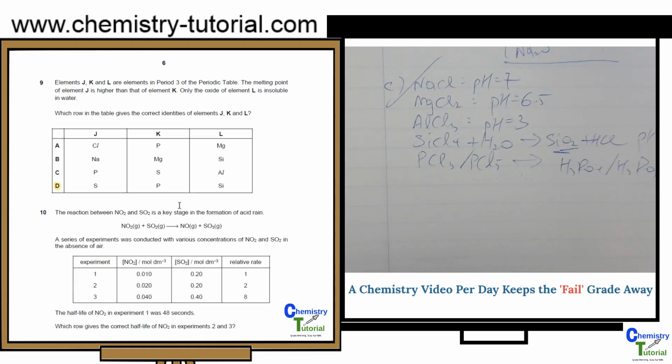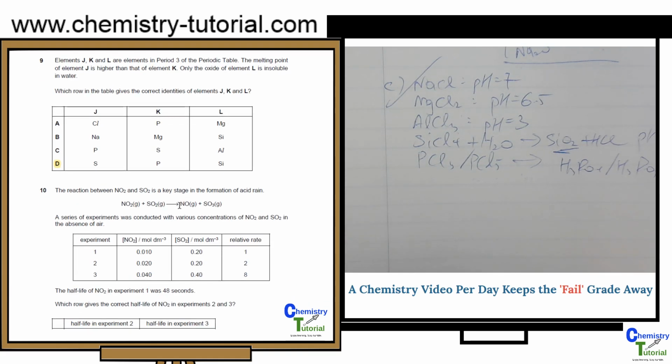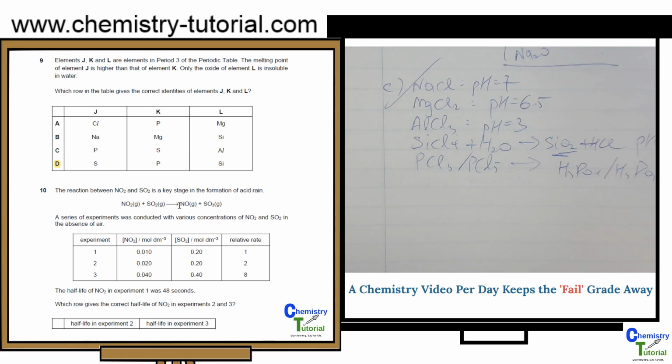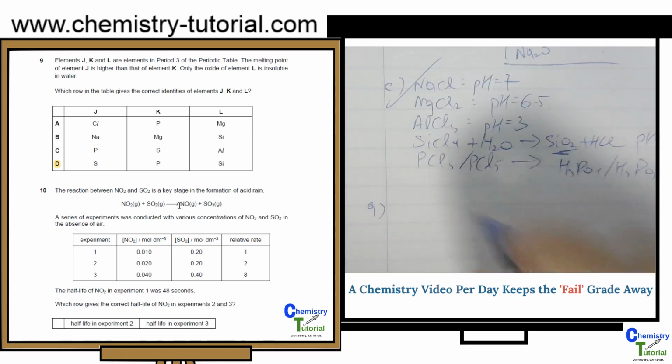Let's look at question 9. Elements J, K, and L are elements in period 3 of the periodic table. The melting point of element J is higher than that of element K. Only the oxide of element L is insoluble in water.